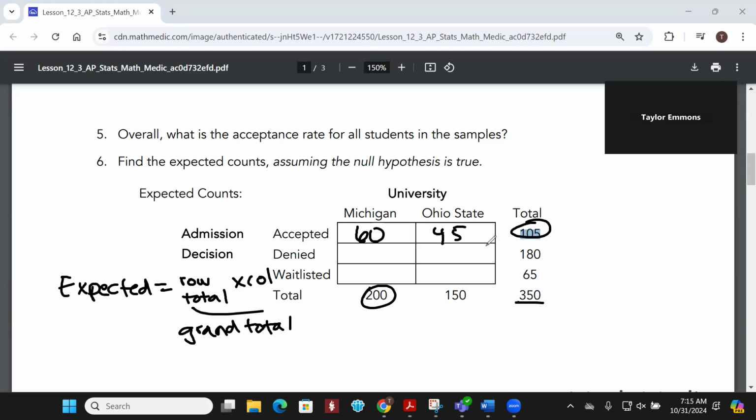Okay, so for denied, we're going to do 180 times 200, and then divide by 350. 102.9 roughly. I'm going to give you the next one, 37.1. And then to find the Ohio State one, we're going to take 180, subtract 102.9, and that's going to give us 77.1. If we take 65 and subtract 37.1, that's going to give us 27.9.